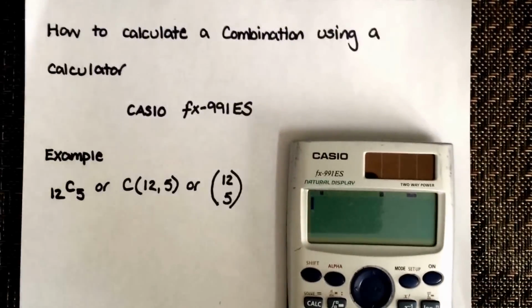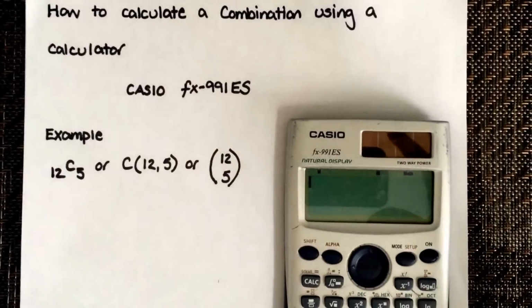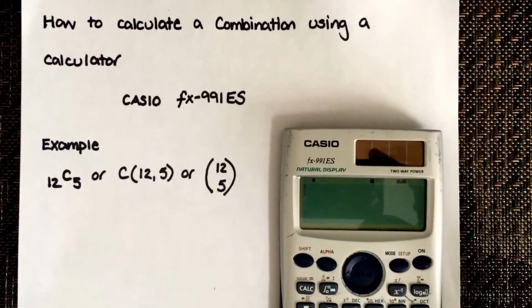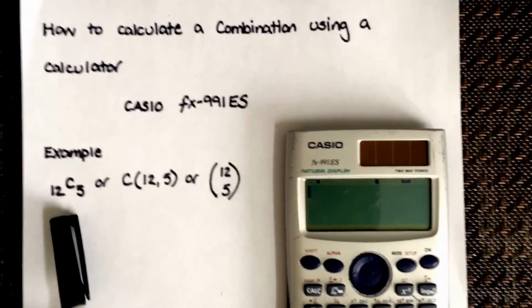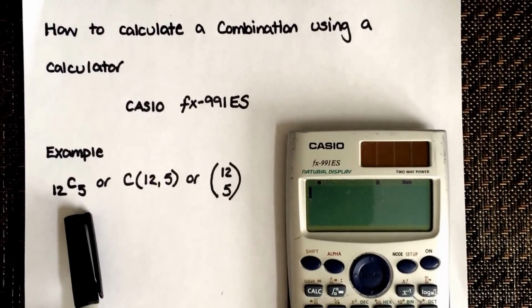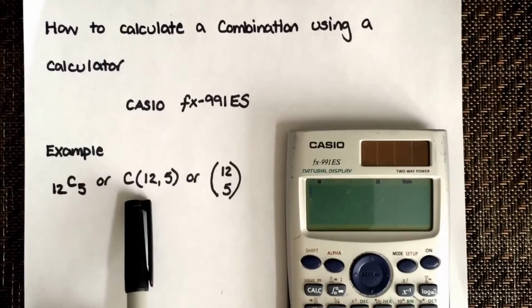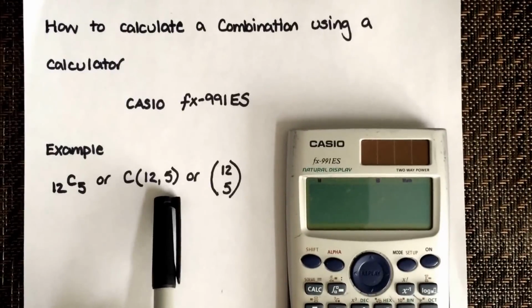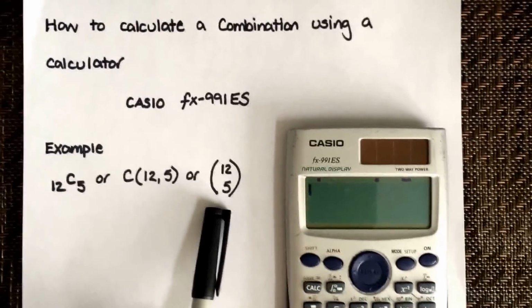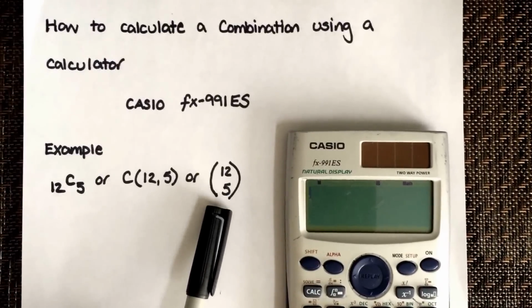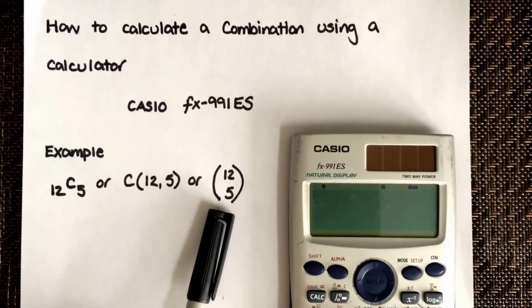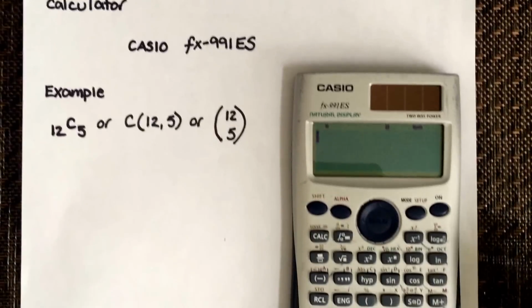How to calculate a combination using your calculator, the Casio fx-991ES. The example I'm going to show you is 12 choose 5, written like this with the C on the outside, 12 comma 5, or it's often written just in brackets with the number 12 on top and how many you're choosing at the bottom.